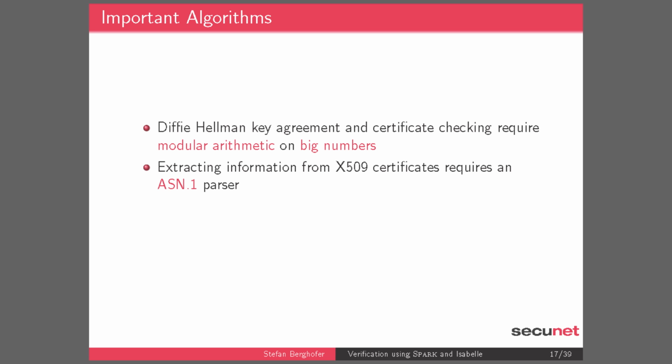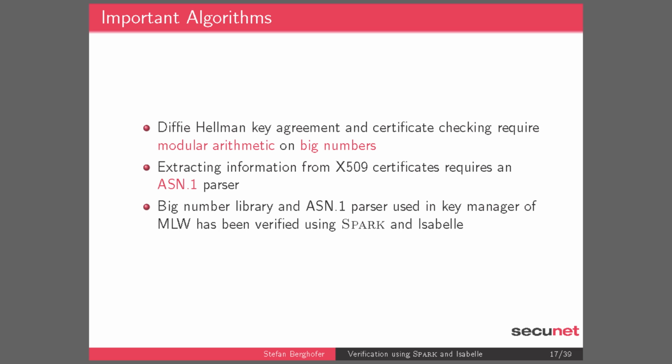The other important algorithm is some kind of parser for extracting information from these X509 certificates. X509 certificates use the ASN1 notation. Both the big number library and the ASN1 parser used in the key manager of the multi-level workstation have been verified using Spark and Isabelle. We haven't just done this because verification is lots of fun, but because bugs are routinely found in implementations of such algorithms. For example, in OpenSSL, there recently was a bug in the ASN1 parser where you could have some buffer overflow.